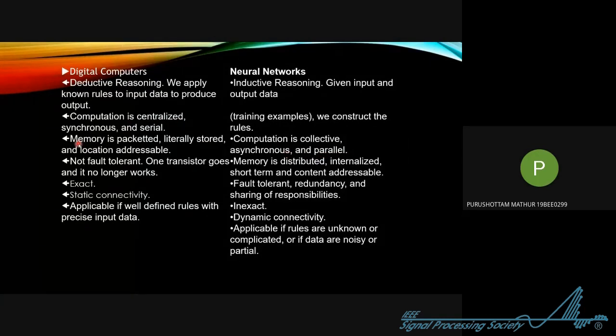Okay, so in digital computers, memory is packeted, literally stored, and location addressable. In neural networks, memory is distributed, an internalized storage system. Digital computers are basically non-fault tolerant. If one transistor goes, it no longer works. As I explained, this is the problem with it. Like digital computers, if something goes wrong, it just breaks down. But here that is not the case. The system is fault tolerant, with redundancy and sharing of responsibilities.